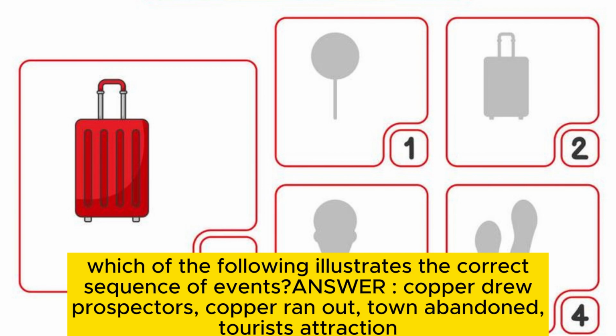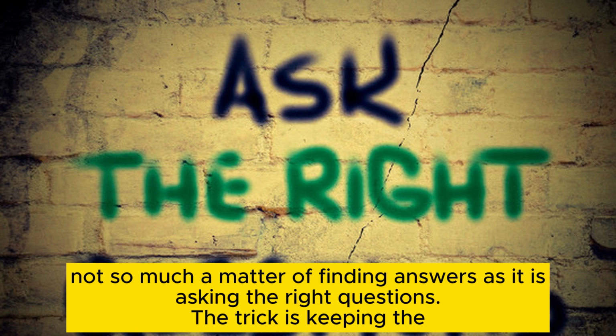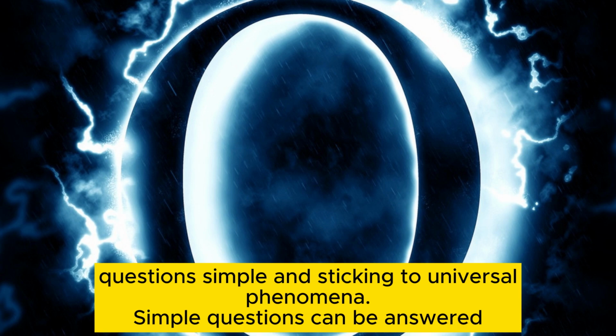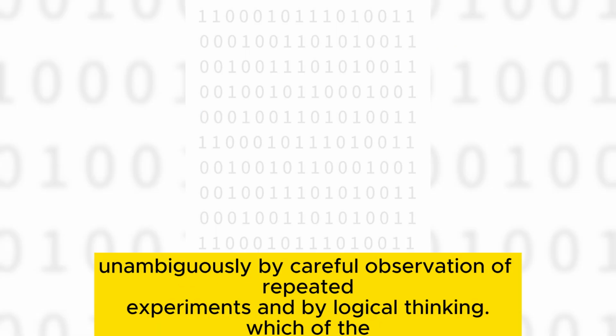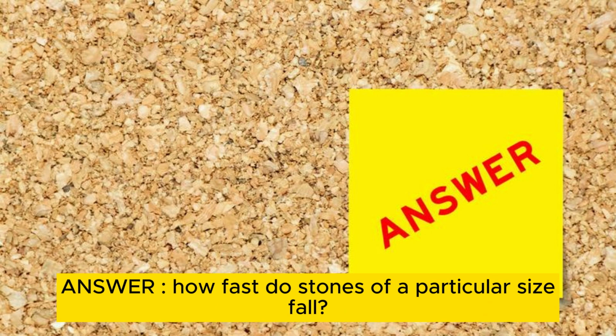Town abandoned. Tourist attraction. Physicists seek out those features of nature that are simple and universal. The secret of their success is not so much a matter of finding answers as it is asking the right questions. The trick is keeping the questions simple and sticking to universal phenomena. Simple questions can be answered unambiguously by careful observation of repeated experiments and by logical thinking. Which of the following questions is most clearly an example of the kind discussed in the paragraph? Answer: how fast do stones of a particular size fall?